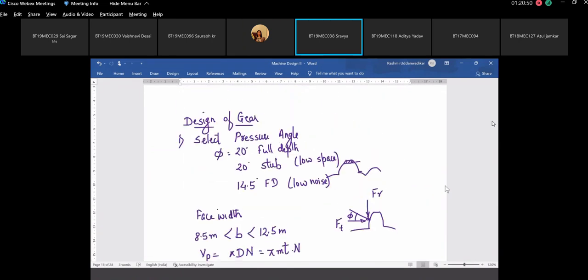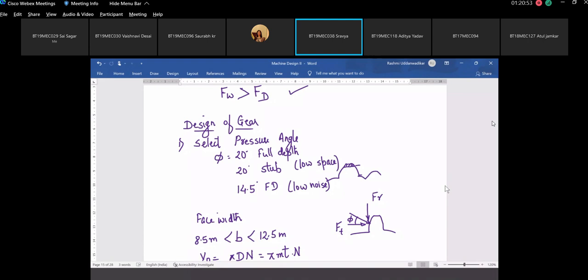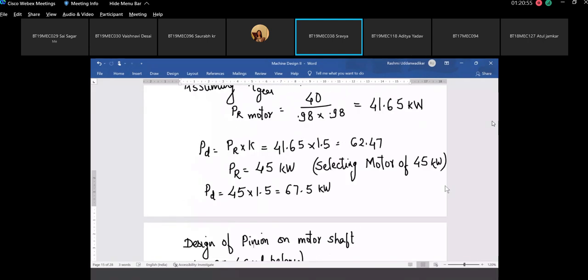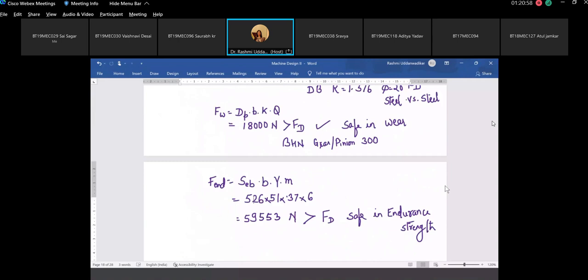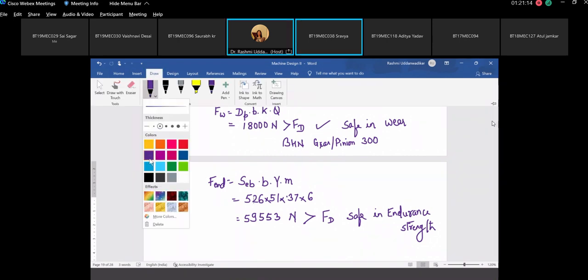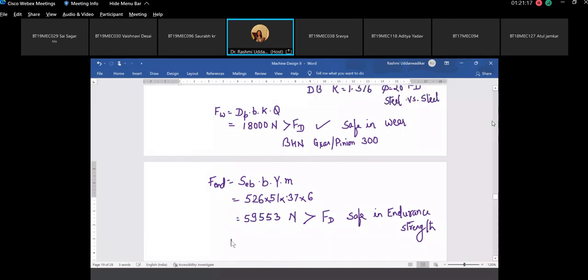Ma'am, for this pair, we will not be designing for the gear? No, if the pinion is safe for all these loads, the gear is definitely safe, because S0 into Y is higher for gear, and the gear has a larger diameter and rotates at a lower RPM. So this design completes here. You have to design only for either pinion or gear. The answer ideally should be given like this is pinion, this is gear. Module remains the same for both pinion and gear.